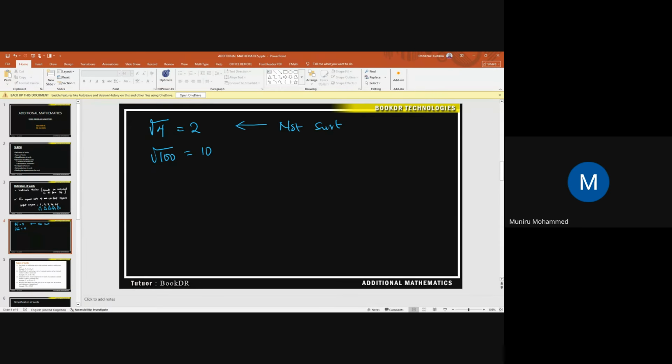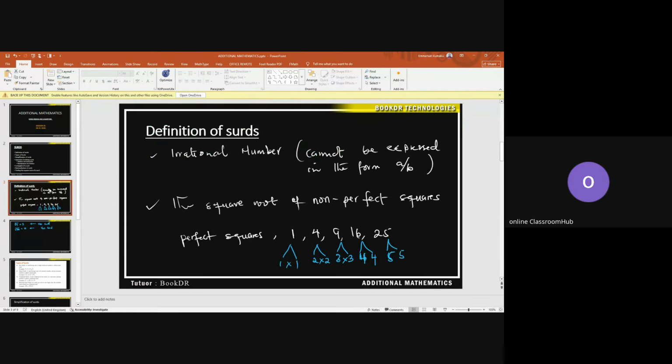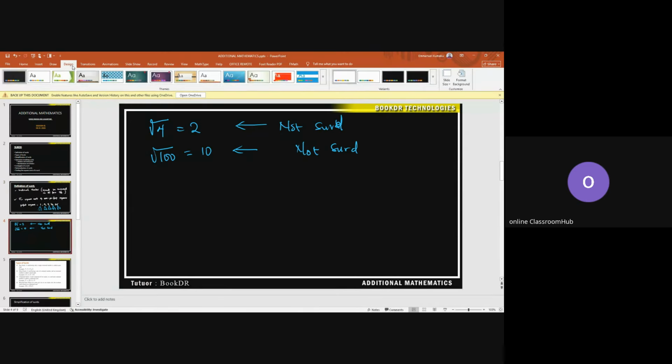So the square root of 100 is what? 10. Okay. Good. So root 100 is a perfect square, so this is not a surd. Good. So we say surds are irrational numbers, the square roots of non-perfect squares.